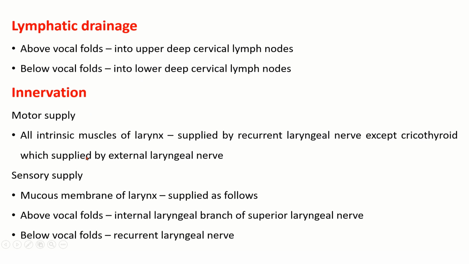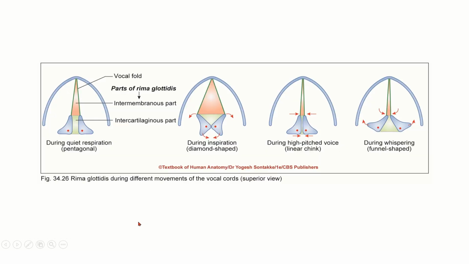Innervation. Motor supply: all intrinsic muscles of the larynx are supplied by the recurrent laryngeal nerve except the cricothyroid, which is supplied by the external laryngeal nerve. Sensory supply: the mucous membrane of the larynx is supplied as follows: above the vocal folds, the internal laryngeal branch of the superior laryngeal nerve; below the vocal folds, the recurrent laryngeal nerve.